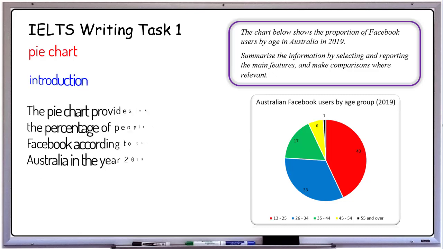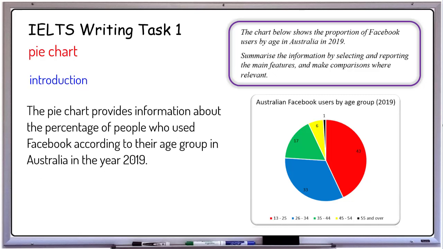Alright, here's an example. The pie chart provides information about the percentage of people who used Facebook according to their age group in Australia in the year 2019.